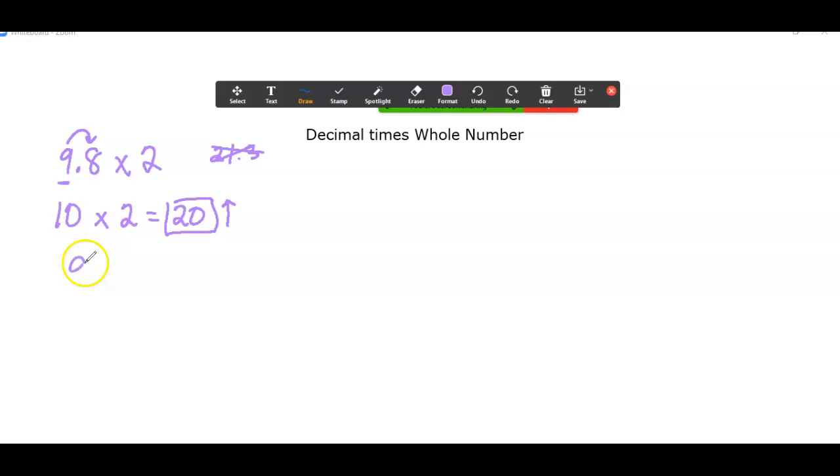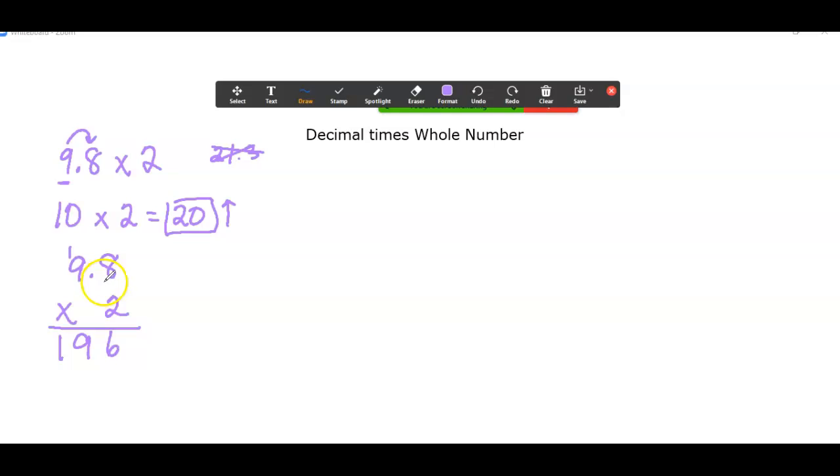So I'm going to treat my 9 and 8/10 times 2 as if it was a whole number. I'm going to forget about this decimal. I don't want to deal with the decimal right now. I want to deal with the decimal at the end. So really it's like doing 98 times 2, and then I just multiply it just like it's a whole number. So 2 times 8 is 16. 2 times 9 is 18, plus 1 is 19. So 98 times 2 is 196.